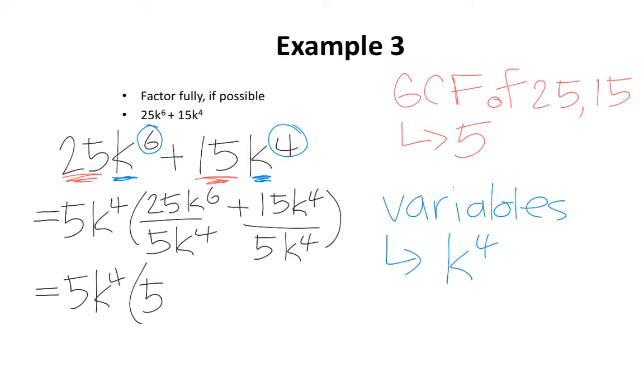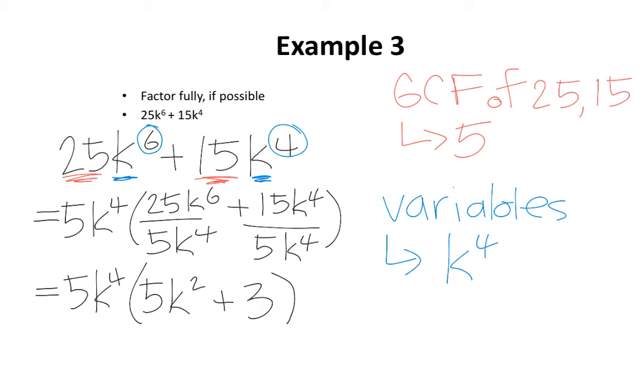k to the power of 6 divided by k to the power of 4 is k to the power of 2, because when you're dividing powers with the same base, you just subtract the exponents. 15 divided by 5 is 3, and k to the power of 4 divided by k to the power of 4, that just cancels out, so you do not need to write that in. However, if you wanted to apply one of the power rules, you can say k to the power of 4 divided by k to the power of 4 is equal to k to the power of 0. But anything to the power of 0 is 1, and that 1 just disappears anyways. So it's up to you if you really want to do that.